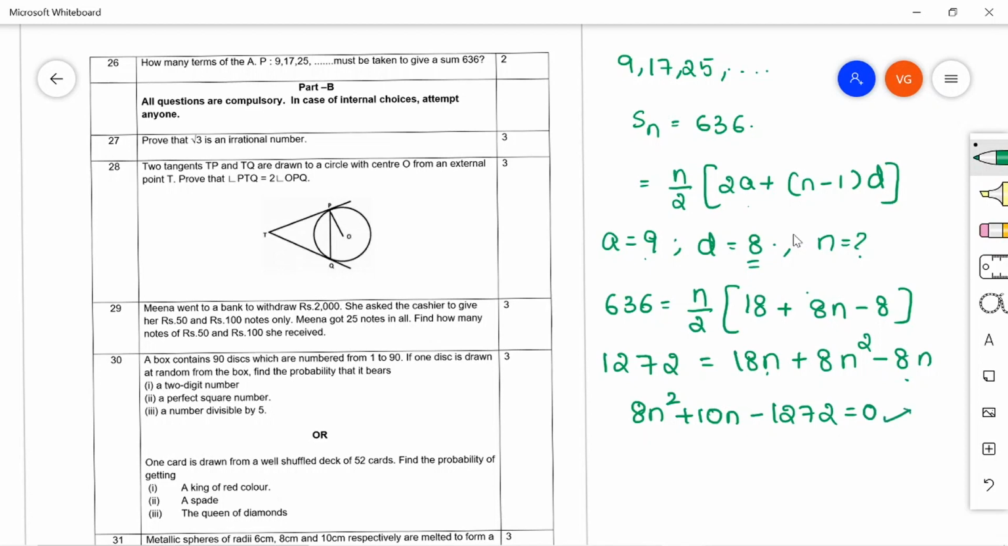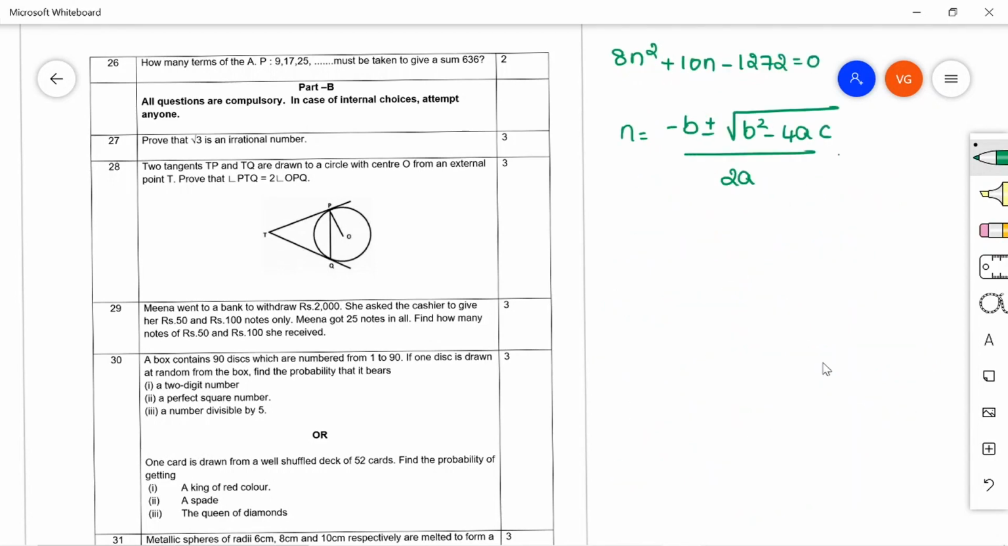From here you got a quadratic equation. Now we have to solve this quadratic equation to get the value of n. So the number is very big. So I am using the formula to find n, minus b plus or minus square root of b square minus 4ac divided by 2a. So let us try to solve here. If you compare the given equation with the standard form ax square plus bx plus c is equal to 0. Here one thing we can do, I can simplify this by taking 2 as common. So 4n square plus 5n minus 636 is equal to 0.